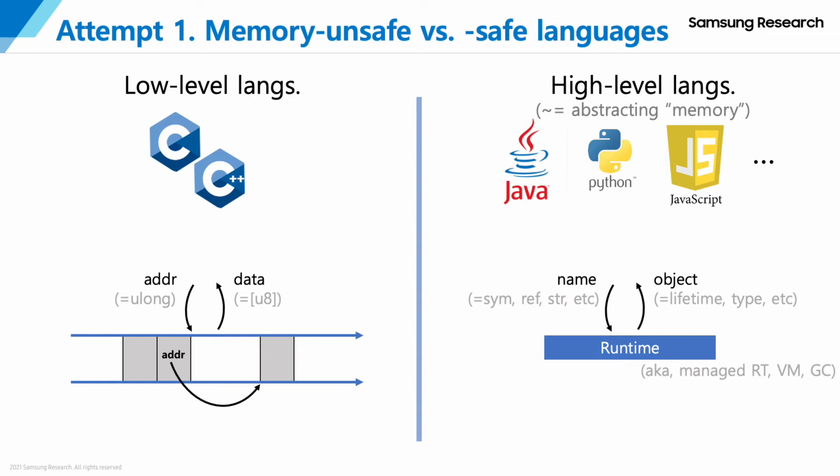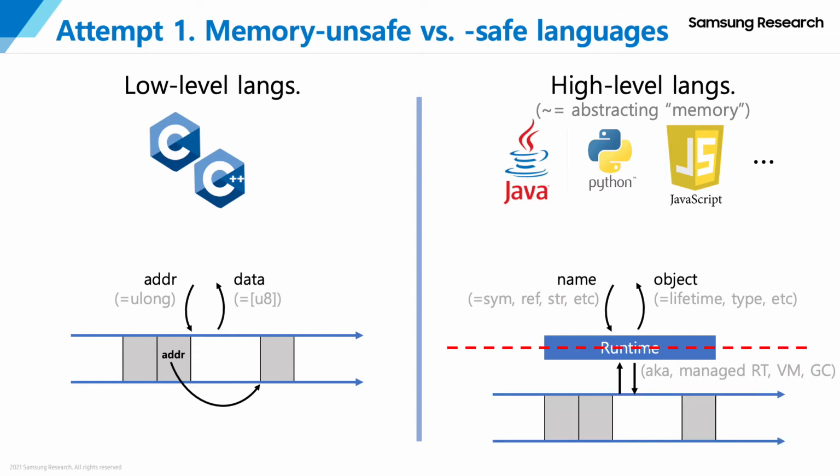However, in most high-level languages, there exists an intermediate layer between the language and memory known as the language runtime. The language runtime, also known as the managed runtime, virtual machine, or a very thin layer of garbage collector, prevents direct access to the memory from the program, but provides a storage abstraction based on objects, which can only be accessed through their name, such as a symbol.